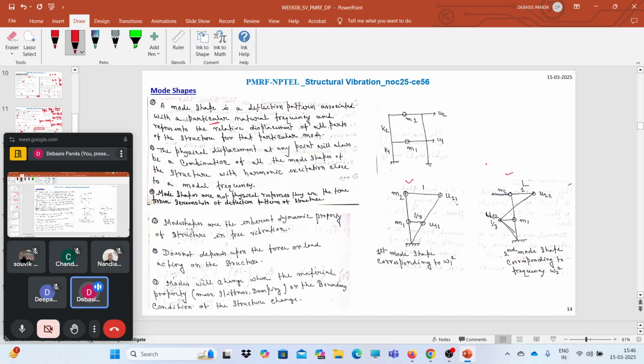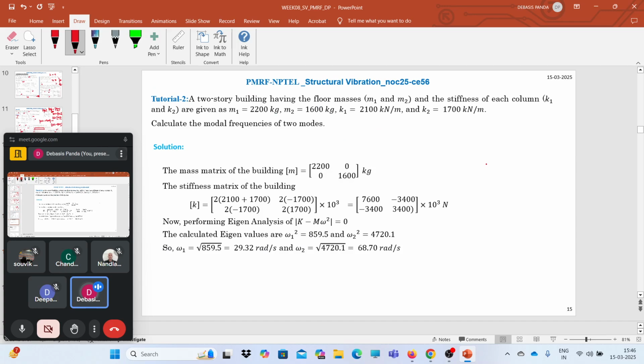Now we will see how we can use the concept of these mode shapes to find the responses of a multi-DOF system. Before that, let's quickly solve some more examples and then we will move on. So till now, do we have any kind of questions? Okay, so let's solve this example.